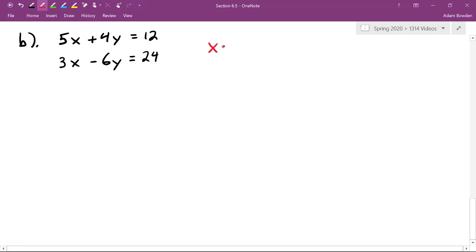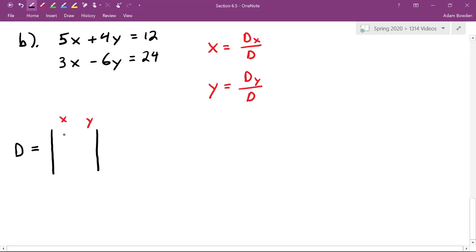So again, Cramer's rule says that x is equal to dx divided by d, and y is equal to dy divided by d, capital D again standing for determinant. We set up the determinant d by taking the coefficients for x and the coefficients for y. So down the first column I put 5 and 3. The other column I put 4 and negative 6.